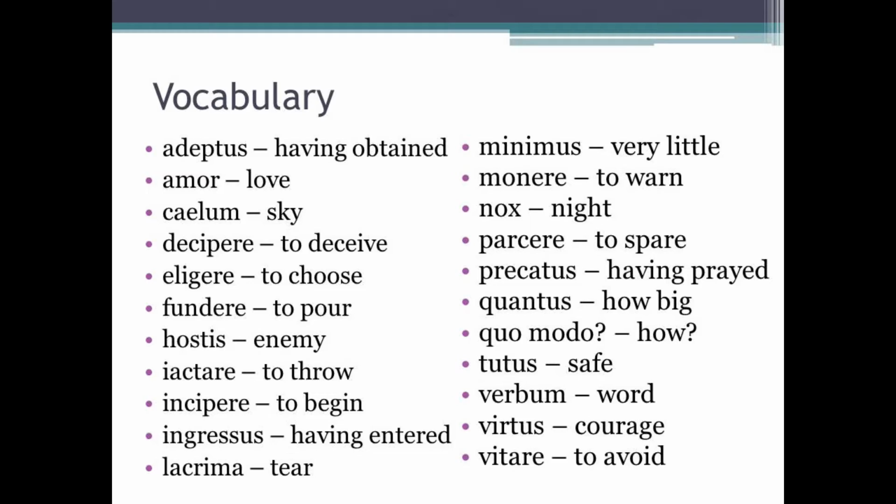Monere, to warn. Nox means night. Parcere, to spare. Precatus, having prayed. Quantus, how big. Quomodo, how or in what way. Tutus, safe. Verbum is a word. Virtus means courage, and vitare means to avoid.